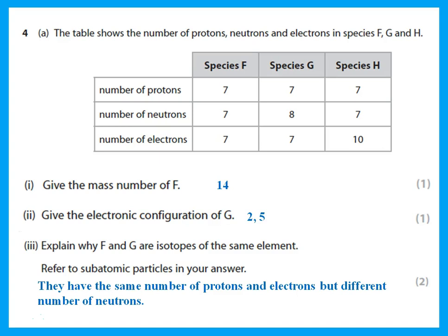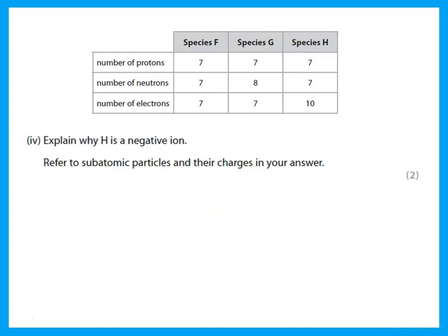He's saying refer to subatomic particles. So don't say they have the same atomic number or different mass number. We're not talking about that. He's saying refer to subatomic particles. So you have to mention protons, electrons, and neutrons. So isotopes are atoms of the same element. Why is that? They have the same number of protons, same number of electrons, but they are isotopes because they have a different number of neutrons.